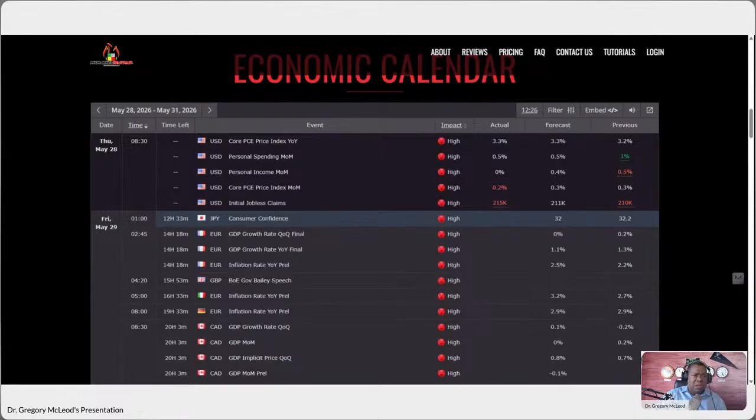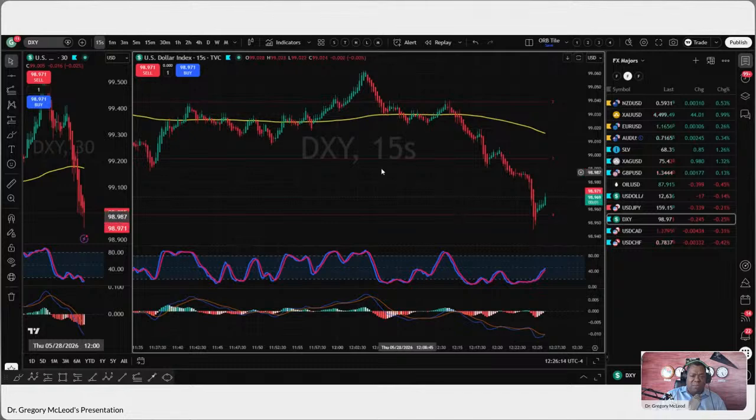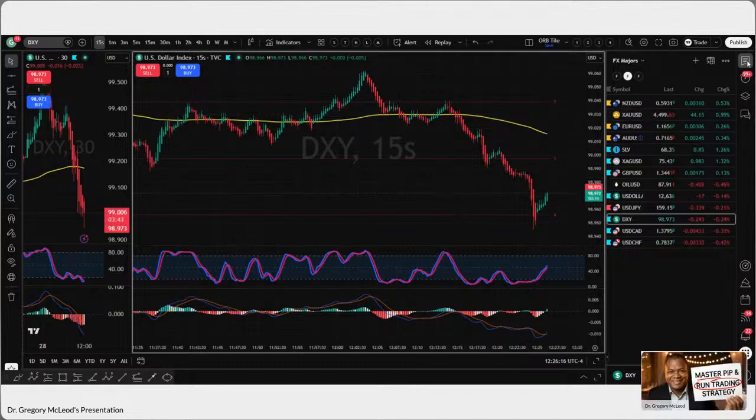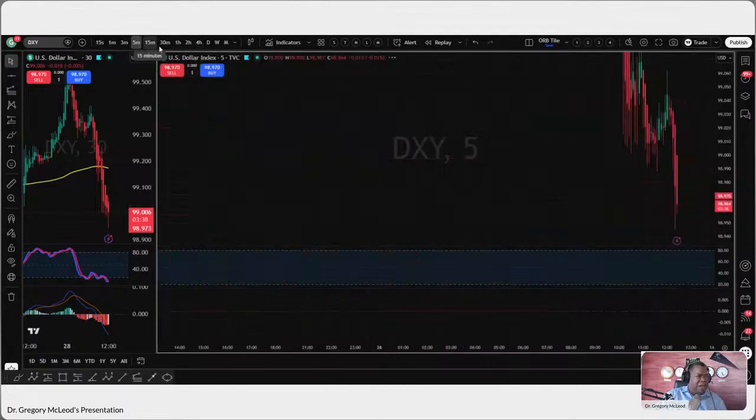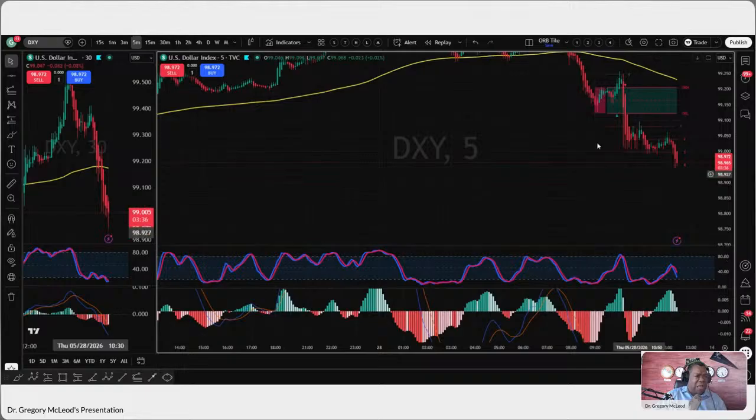Let me go ahead and stop sharing. And let me share, and then go ahead and share this chart here, right? There we go. So we can actually see that this is the US dollar index. This is a 5-minute chart. We can see that the dollar has fallen off. Why? Because we had that weak economic data that I just showed you on the heat map, right?